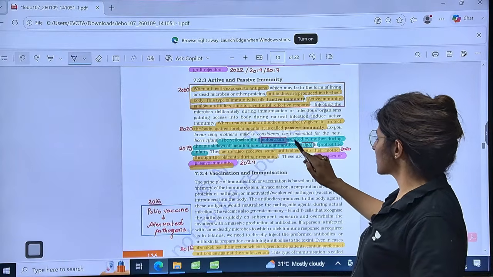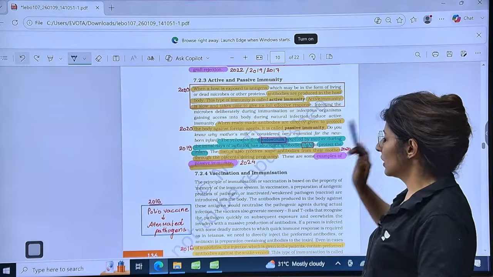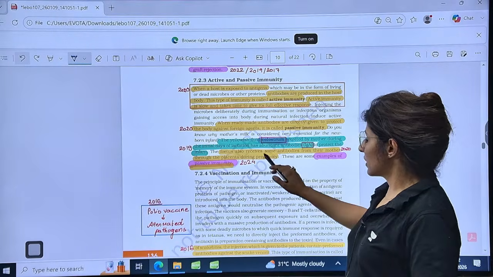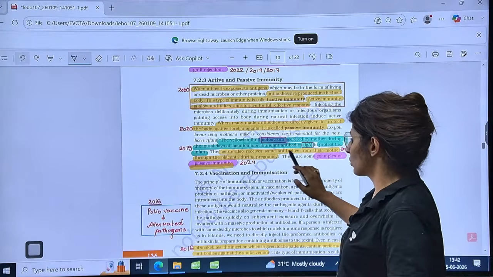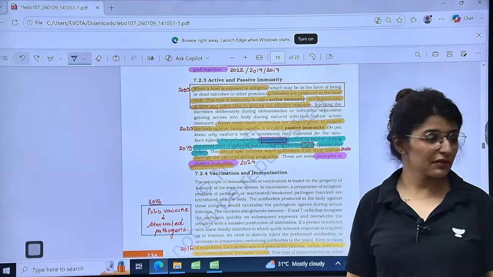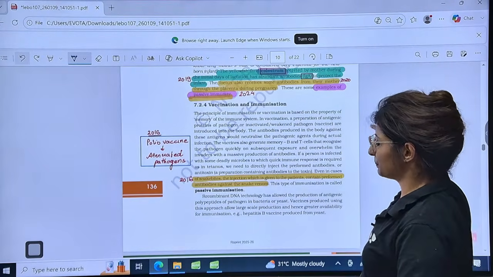The yellowish fluid, colostrum, secreted by the mother during the initial few days of lactation has abundant antibodies. Which one? IgA. The fetus receives some antibodies directly through the mother's placenta during pregnancy. These are both examples of passive immunity. Please tell me these points are clear.